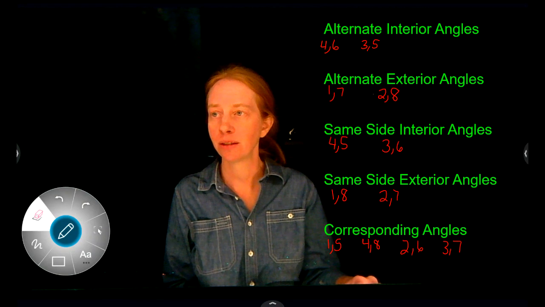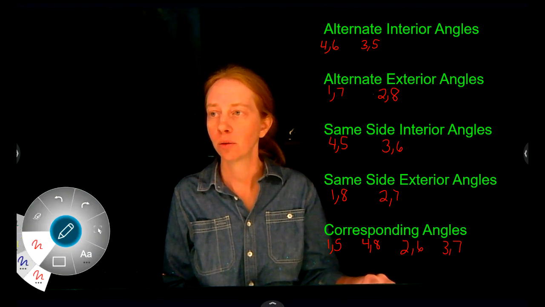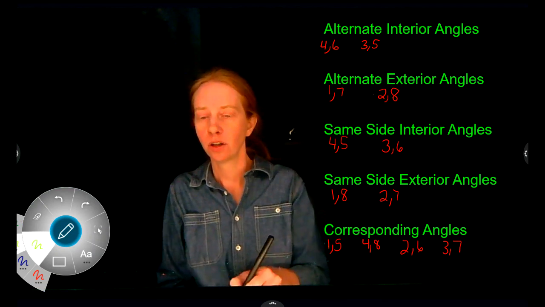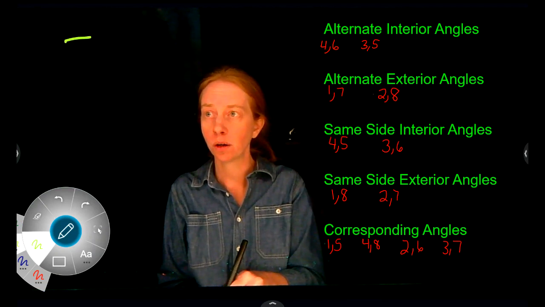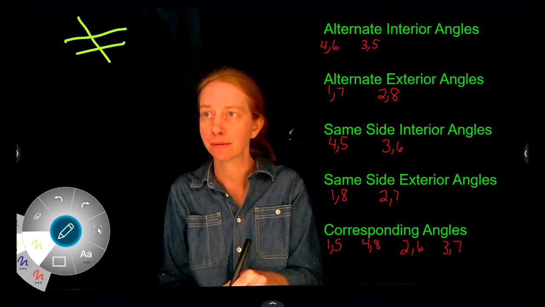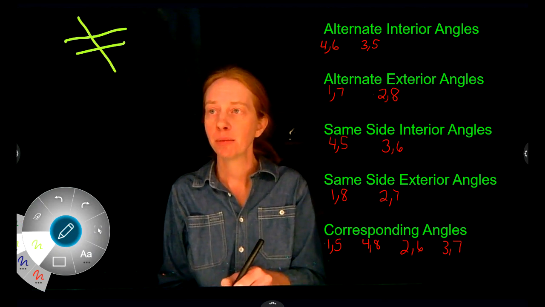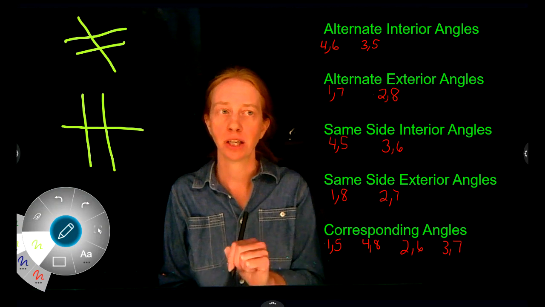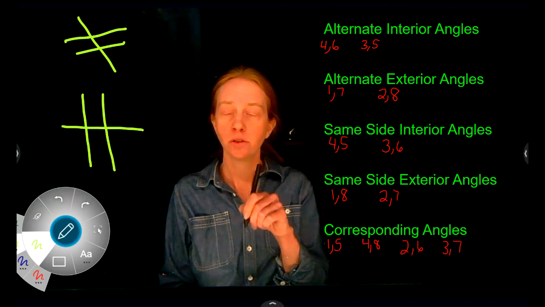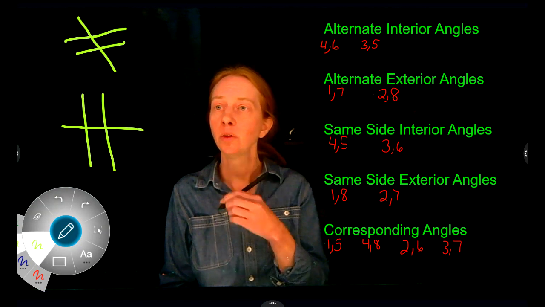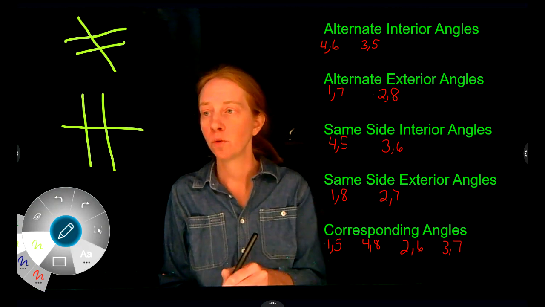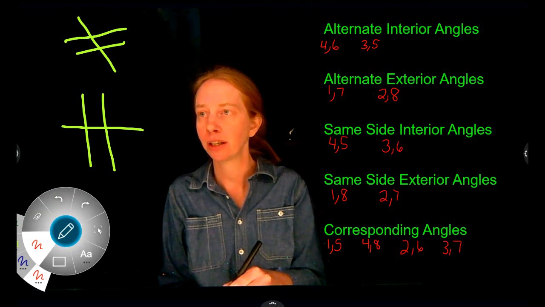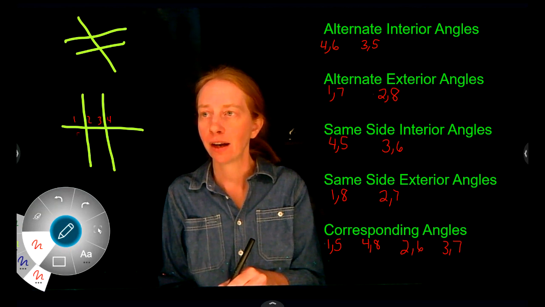As an example, I'm going to erase my picture and draw a quick little sketch. I'm going to turn this picture too. Before we had our picture kind of more like this, and this time I'm going to turn it. I've got my lines going sideways and I have my transversal. My question is, can you identify different angles? For example, if I have these labeled here, 1, 2, 3, 4, 5, 6, 7, 8.